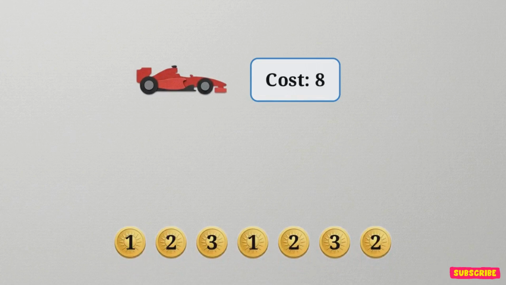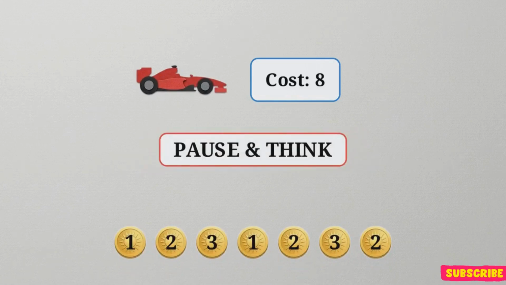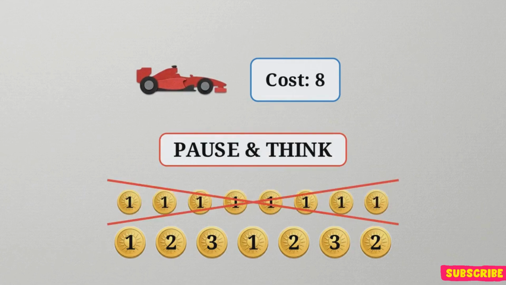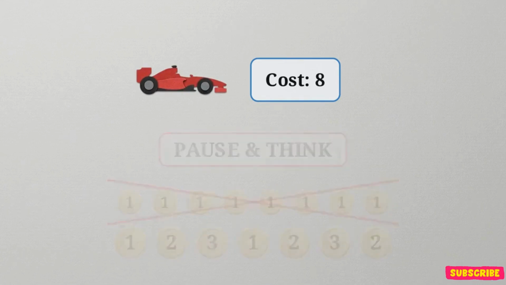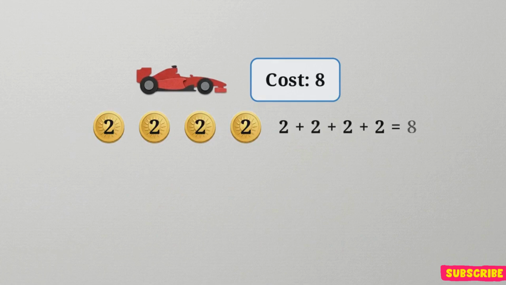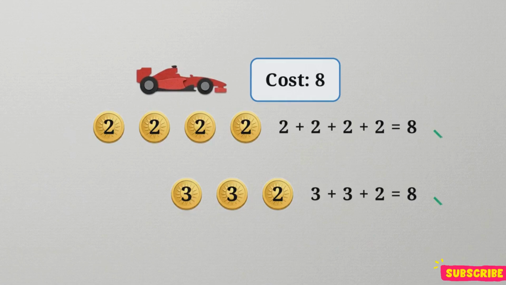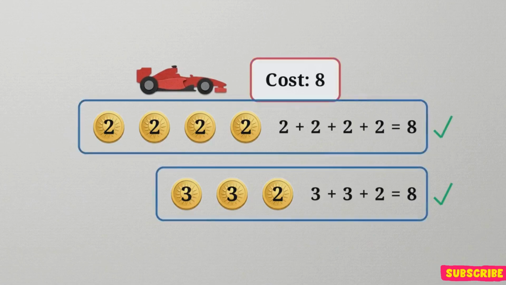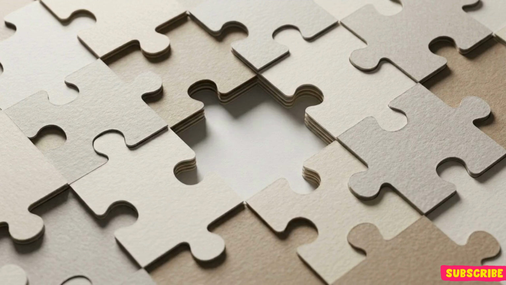Try this yourself. This toy car costs 8 units, and you have a pool of 1s, 2s, and 3s. Pause the video and find a way to reach the total of 8 without using 8 individual 1s. You could have grouped 4 2s together or used 2 3s and a 2. Both combinations satisfy the requirements of the price tag. Combining these values prepares you for puzzles where part of the information is missing.